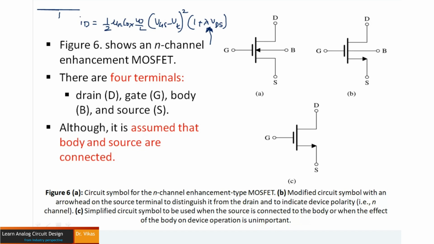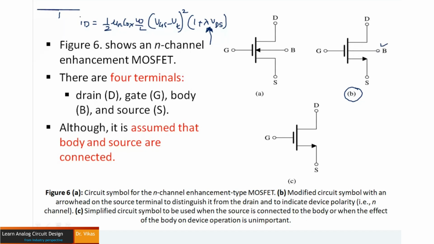As we have seen in yesterday's simulation process, we have used certain MOSFETs, and these are the symbolic representations of the MOSFETs. Typically, figure B is the most commonly used practical MOSFET, where we represent all four terminals, including the body. We know that there are three terminals: gate, drain, and source, but the body is also being represented this way.